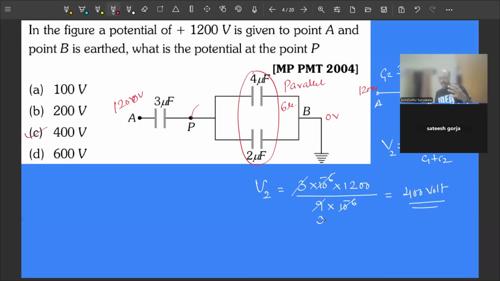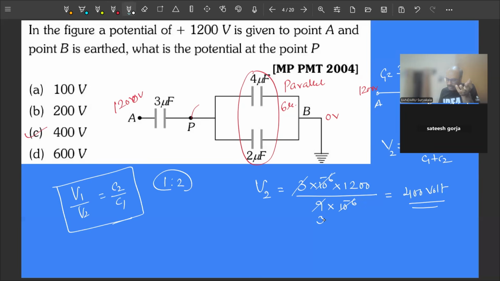Why? Because out of 1200, if you take the ratios of this, we have the relation V1 by V2 is equal to C2 by C1. Means when the capacitance value is more, it will store less voltage. First capacitor is 3. And the ratio, if we take C1 and C3, it is 1:2.